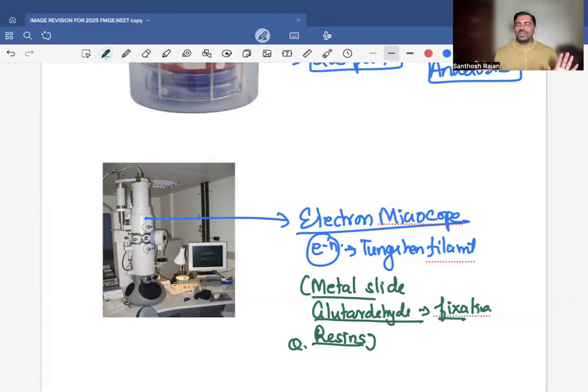This much only. So these are the most commonly expected pictures in micro. More than enough. And with your revision, you will do very, very well.